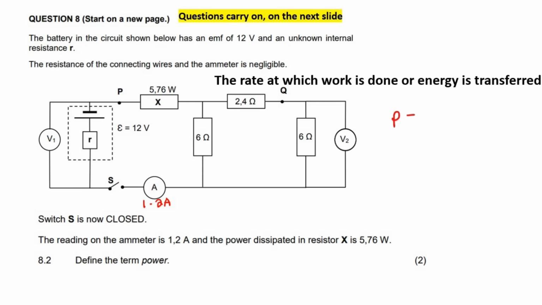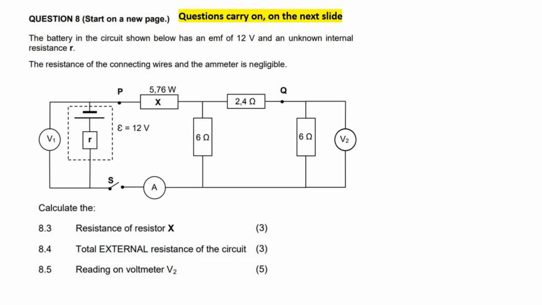So we know that power is equal to work divided by time. So it is the rate. Rate talks about time at which work is done. That can help you to remember the definition. The next part says calculate, and we must remember all the things that they told us. They told us that the ammeter is 1.2 amps. That's important. So it says calculate the resistance of resistor X.